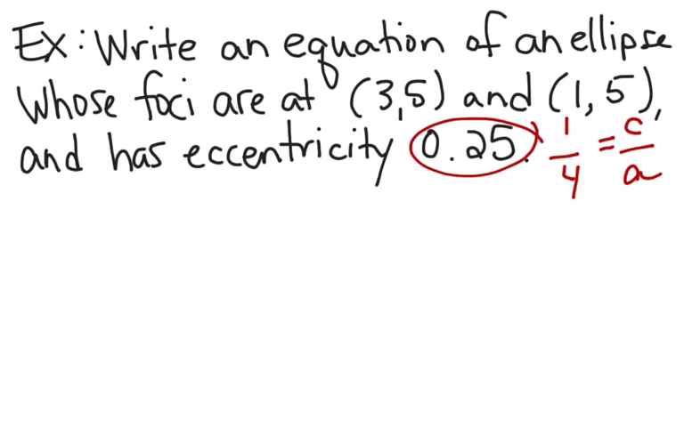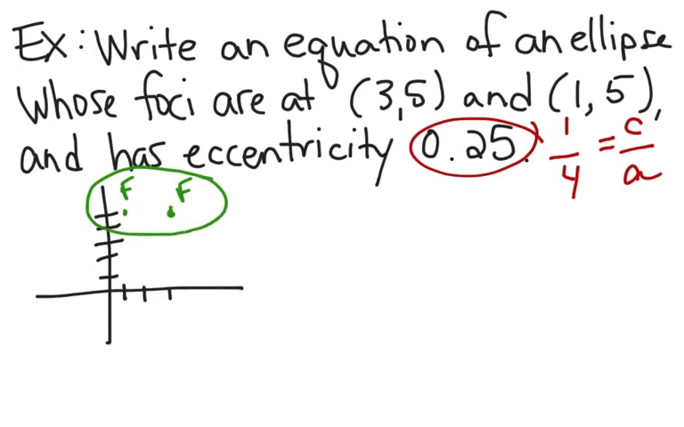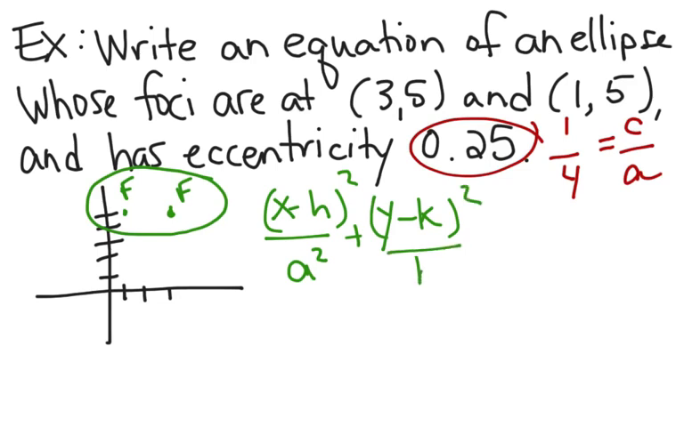Next, I like to draw a picture, so I have a clue as to what's going on when I'm doing this problem, because right now I don't know how this ellipse is elongated. So I'm going to graph the foci. One of the foci is at (3, 5), and one of the foci is at (1, 5). So I now know that the ellipse is elongated like this. So I know I'm going to use (x minus h) squared over a squared plus (y minus k) squared over b squared equals 1.